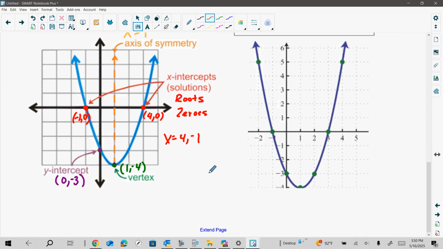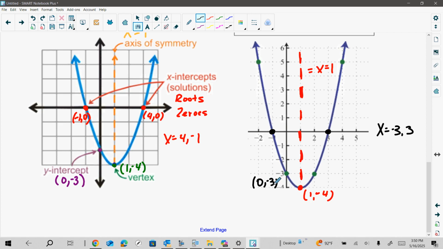On this example here, down here would be our vertex. Did I just give you the same graph? No, I didn't. So this vertex is at 1, negative 4. The axis of symmetry goes through that vertex, that lowest point, and so this is the equation x equals 1. Our solutions are here at negative 3 and positive 3. And then we also see our y-intercept here at 0 and negative 3.